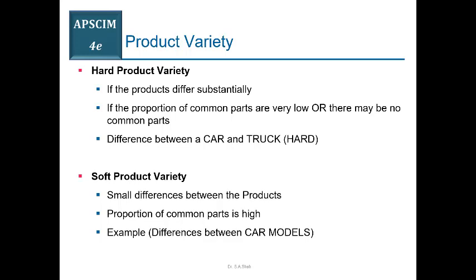हार्ड प्रोडक्ट वैरायटी में ये होगा कि आपका सीक्वेंस जो है वो indefinitely, if the number of common components are lower, so the sequence of processes will be significantly different, and vice versa. तो वो hard product variation होगी. As far as the soft product variation is concerned, so there will be small differences between the products, meaning that proportion of common parts will be very high. For example, differences between the car models.